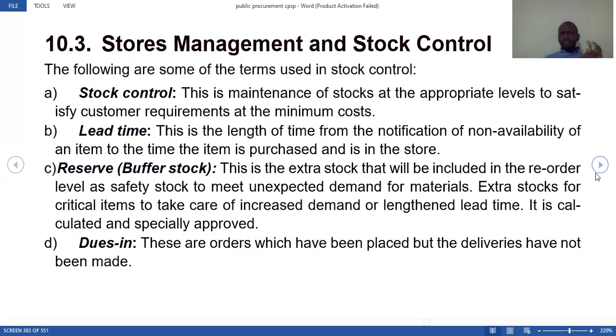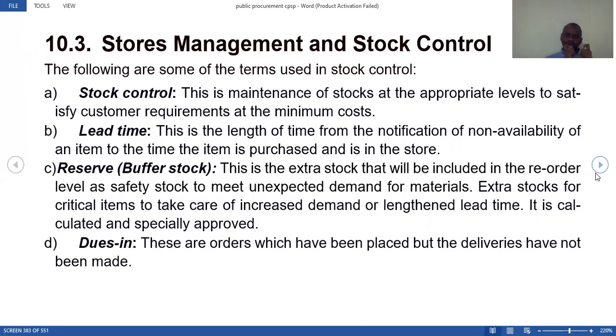So let us look at store management and store control. We need to understand the various terms as used in store management and stock control. One of the terms is stock control, and this is the process of maintaining stock at the appropriate level. When we talk about level, we are talking about the maximum level, the minimum level, and the other levels. The main focus of this is to ensure that customers are satisfied at any given time at minimum cost.